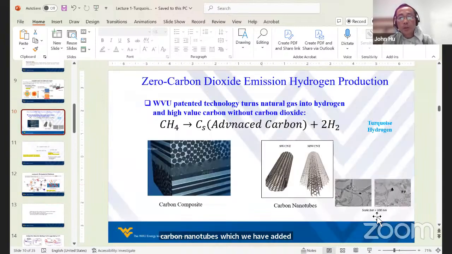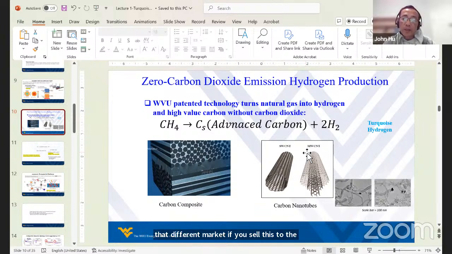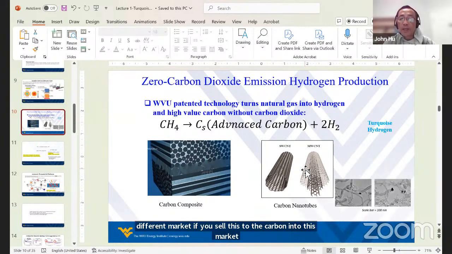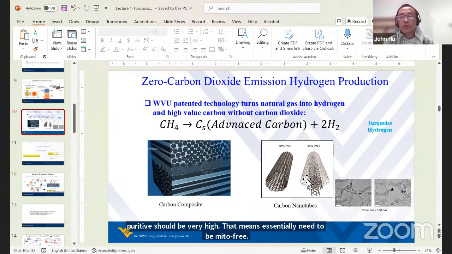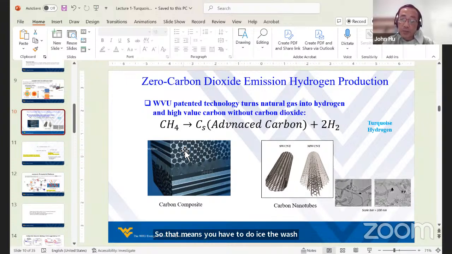Okay, so keep in mind that different markets differ. If you sell the carbon into this market, the purity should be very high. That means essentially it needs to be metal free. So you have to do acid wash again. Now, if you sell into this market, carbon composite, it's okay because electronic conductivity is not the issue here. Here we want to use the crystalline structure, and basically this is a building block.